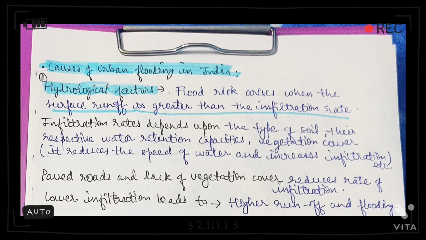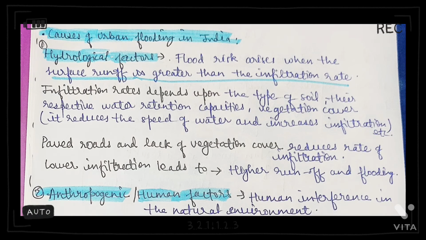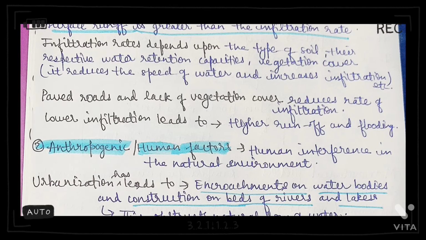Hydrological factors. Flood risk arises when the surface runoff is greater than the infiltration rate. Infiltration rate depends upon the type of soil, their respective water retention capacities, and vegetation cover. Vegetation cover helps in reducing the speed of water and increasing infiltration, etc. Paved roads and lack of vegetation cover reduce the rate of infiltration. Lower infiltration leads to higher runoff and flooding.